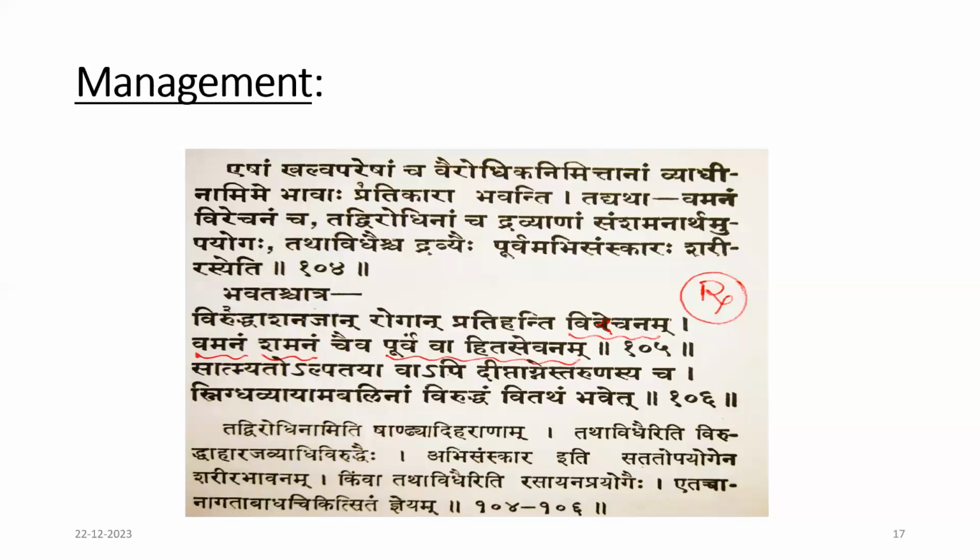Viruddhashanajan rogan pratihanti virechanam, vamanam shamanam chaiva purvam va hita sevana. So first pathyahara sevana should be made to follow by the patient. And then pratihanti, virechana, vamana and shamana. So shodhana karma is there. That too urdhva and other shodhana is there. Shamana aushadhi is required. Rasayana is required. At the same time, purvam va hita sevana.